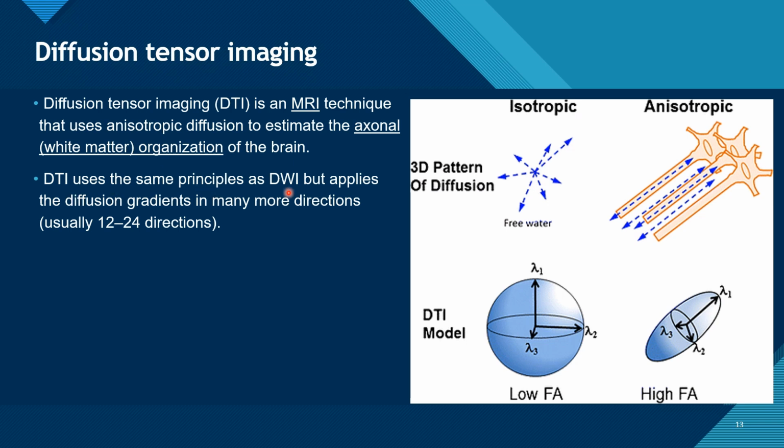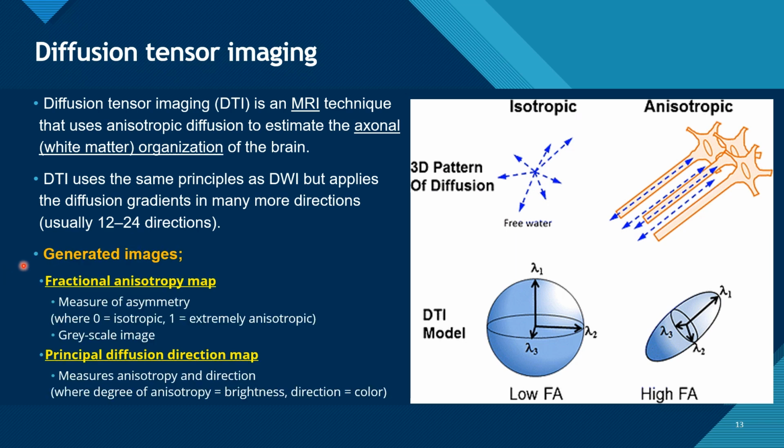DTI uses the same principle as DWI, but instead of applying diffusion gradients within a single voxel, which needs only 3 spatial directions, we apply our diffusion gradients in many more directions, usually minimum of 12, up to 24 directions and maybe more, to delineate all the fiber tracts. So in order to delineate all the directions within the region of interest, we will need many more diffusion gradients in many more directions.